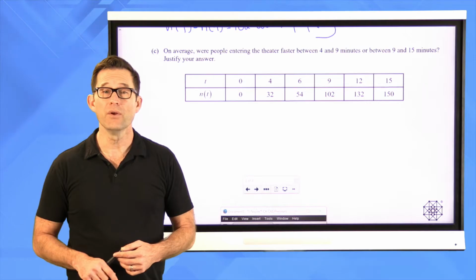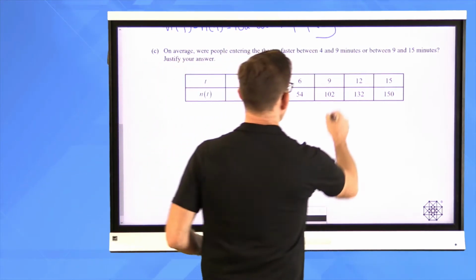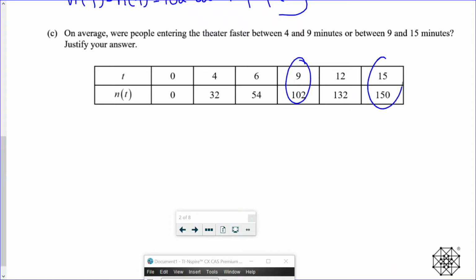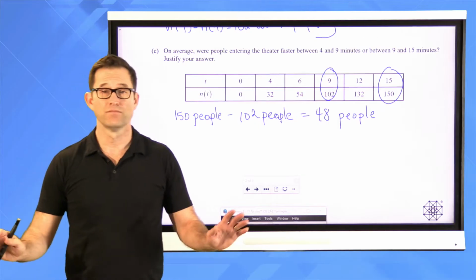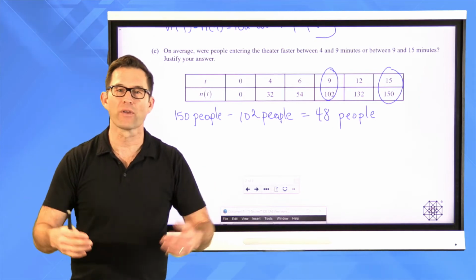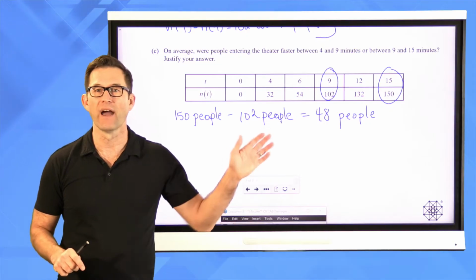Well, the first thing I really need to do is figure out how many people came in between 9 and 15 minutes. To do that, I look at the 9-minute mark and the 15-minute mark, right? And we know that we have 150 people minus 102 people, right? So that's 48. So 48 people came in between 9 and 15 minutes. All right, but that's just how many people came in. That's not how fast they came in. That's just simply how many people came in between 9 and 15 minutes.